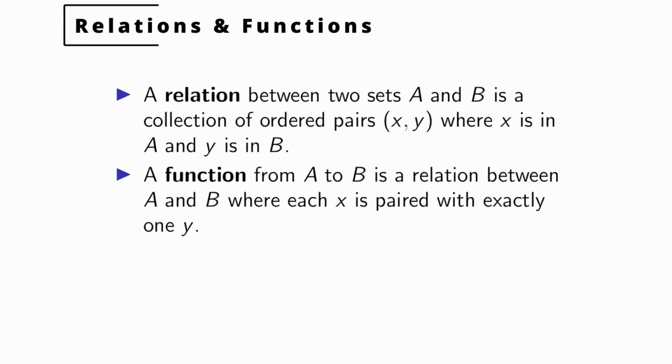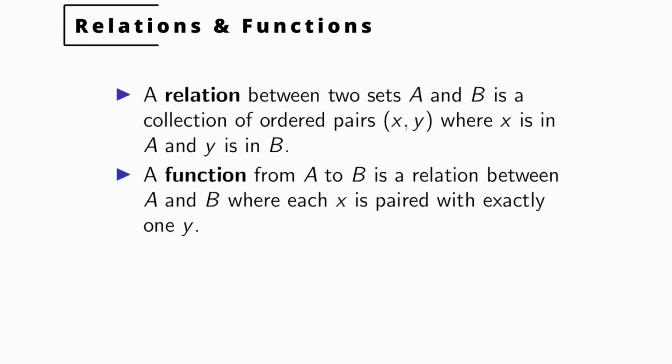Now, just to remind ourselves, a relation between two sets A and B is a collection of ordered pairs x and y, where x is in A and y is in B. Usually a relation is a collection of ordered pairs, but it can be represented in many different ways. As a literal list of ordered pairs, it can be given as a table, a graph, because a graph is essentially just pointing out ordered pairs in the Cartesian plane, or even an equation. So an equation involving x and y also would represent a relation.